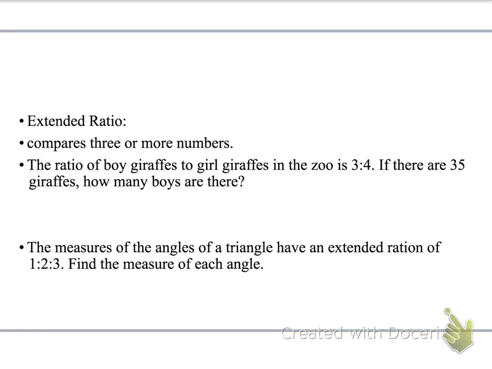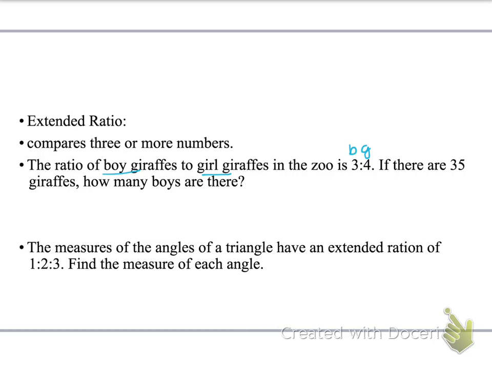Okay, extended ratios is having more than one number, so it compares 3 or more numbers. The ratio of boy giraffes to girl giraffes in the zoo is 3 to 4. If there are 35 giraffes, how many boys are there? Okay, well, it's written respectively, so it goes boy then girl. So my 3 stands for my boys, my 4 stands for my girls, and the total is 35.